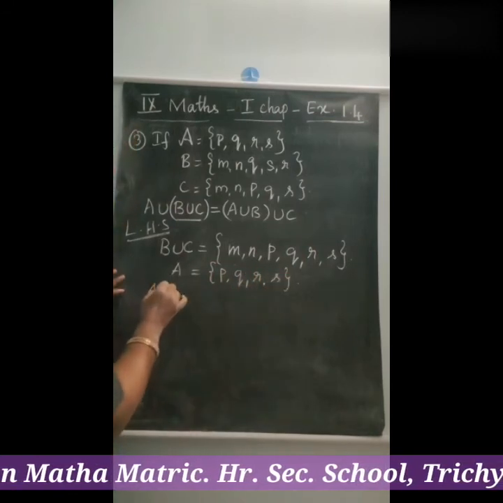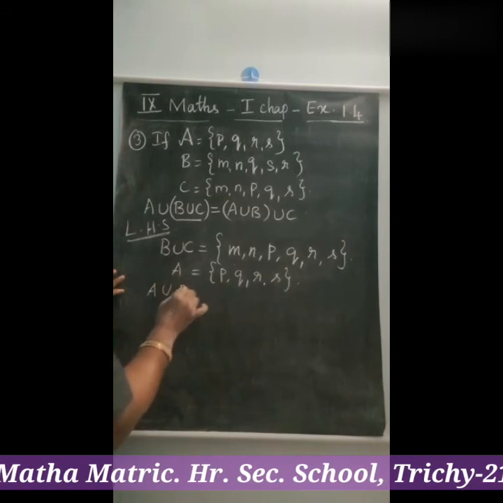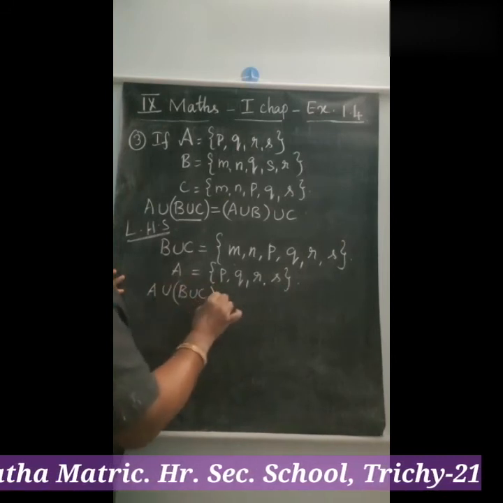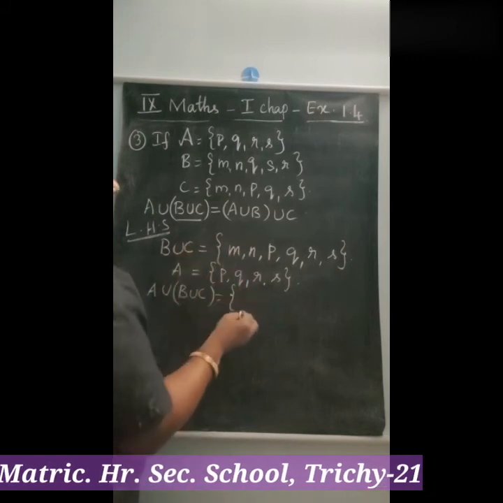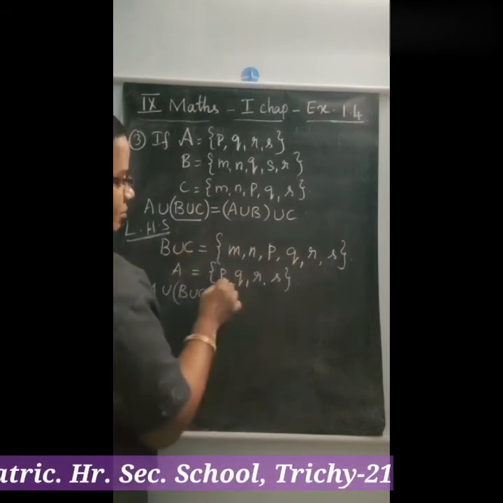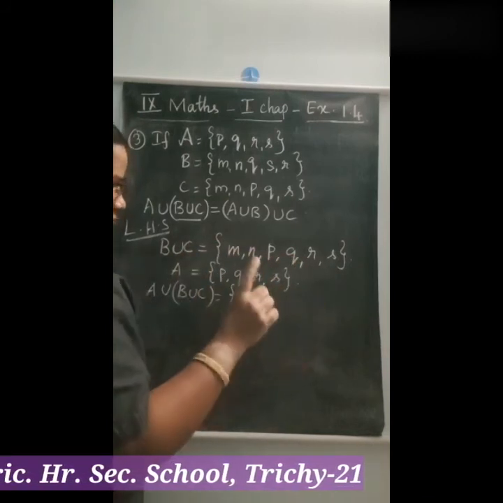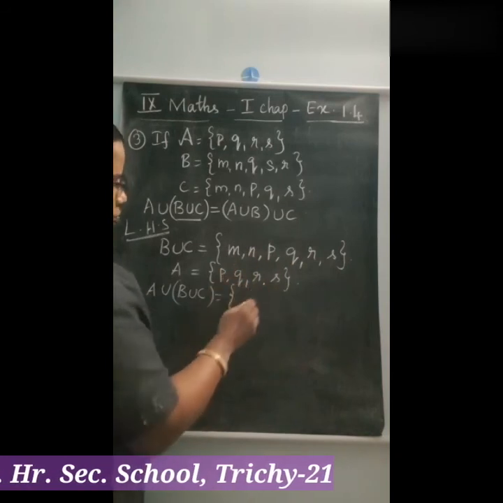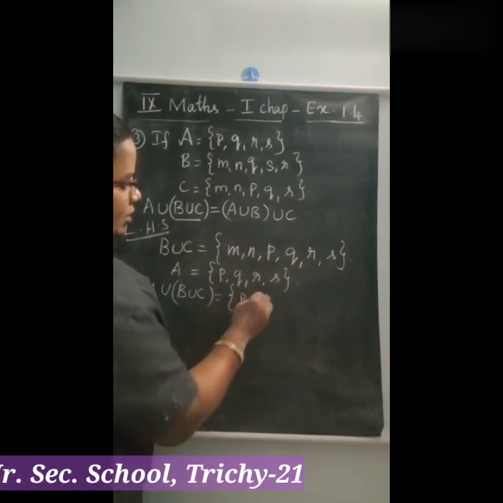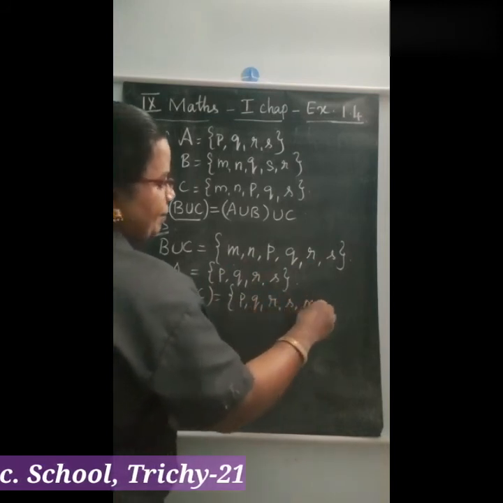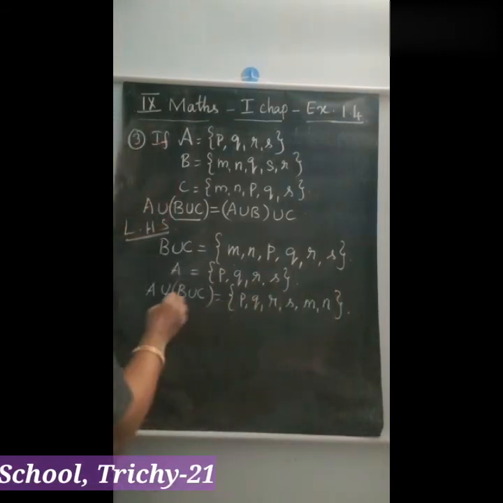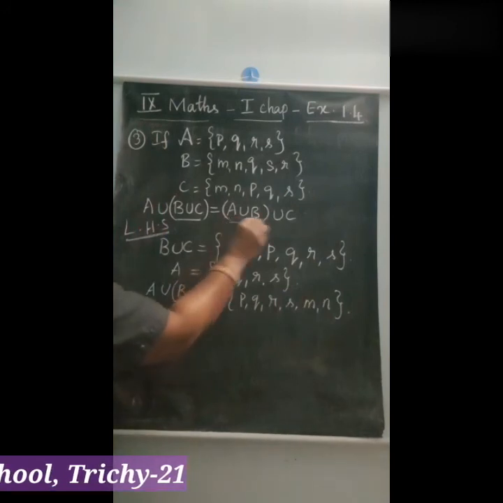So A union (B union C) is equal to, you have to write combine together A and B union C. If repeated two times, don't write two times, I already told. You have to take one time only. So P, Q, R, S, M, N. This is LHS. Now you have to take RHS.